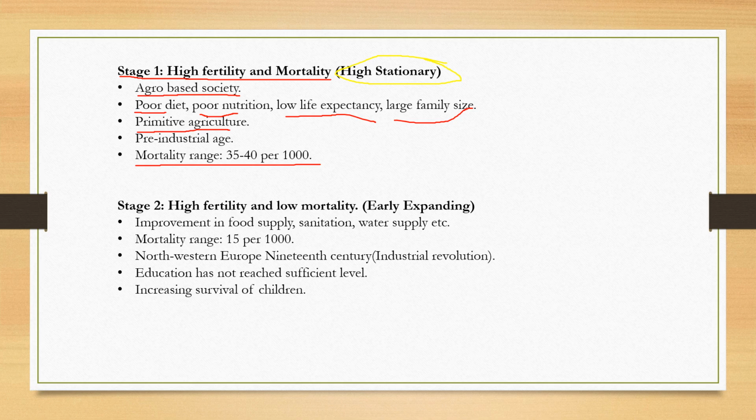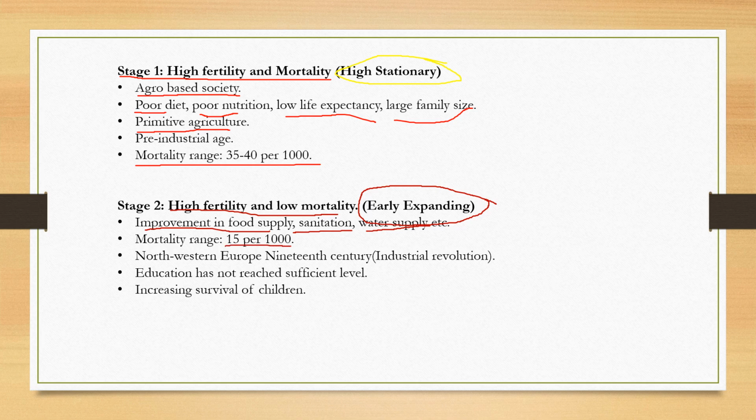Now we are going to read about stage 2, high fertility but low mortality, and that is why this stage is rapidly expanding. Expanding means increasing. So what are the conditions that encourage the population to expand? That is improvement in food supply, sanitation, and water supply. That is why the fertility rate is high, but the mortality rate is low. Mortality rate declines from 35 to 40 to 15 per 1000.